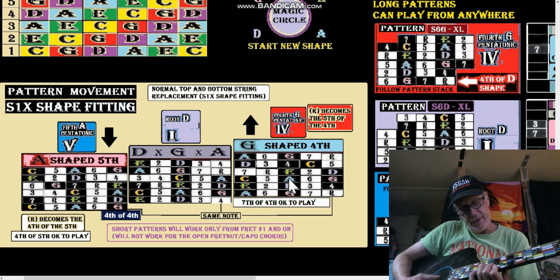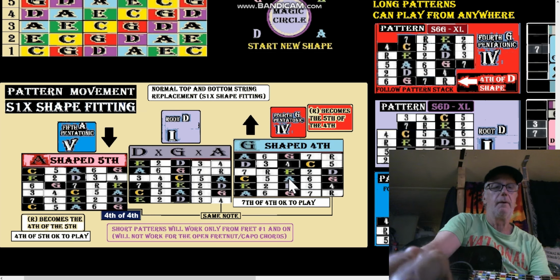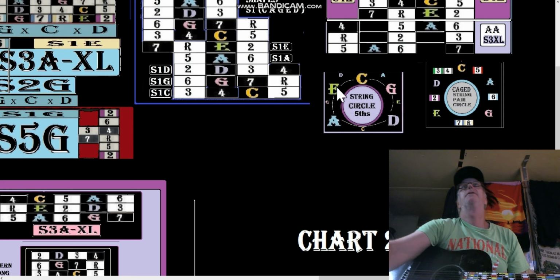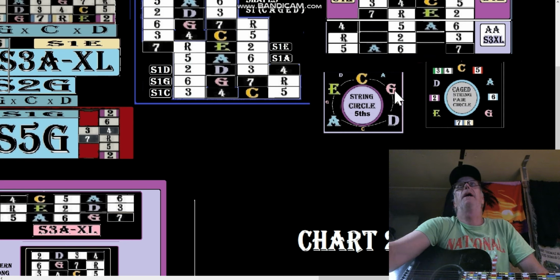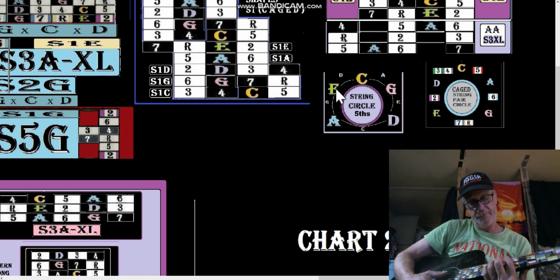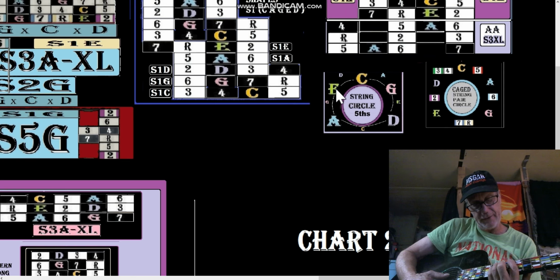What shape is this? Okay, according to the string-shaped circle, we took that G to a C, and then it becomes an E shape there, an E-shaped B flat there.